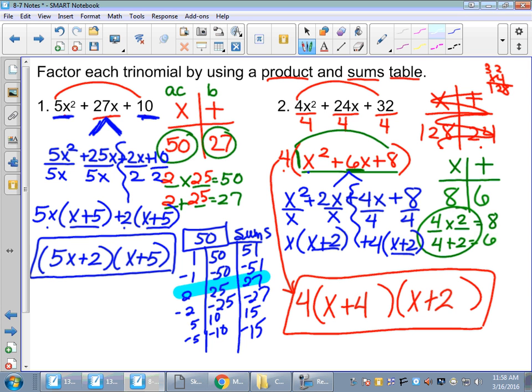You always look at the other factors. Can I take anything else out of x plus 2? And the answer is no. Can I take anything out of the x plus 4? And the answer is no.